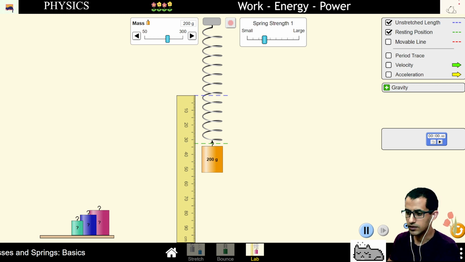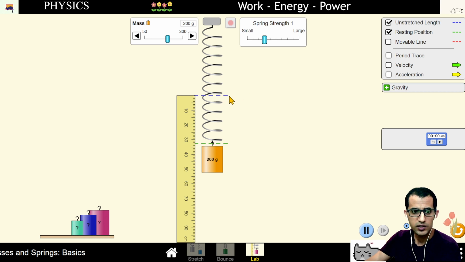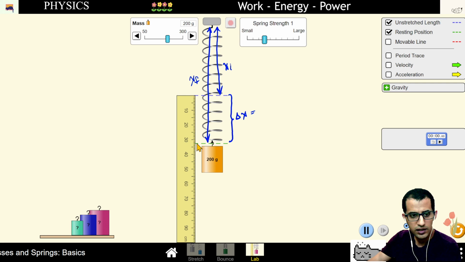Okay, so we need to first establish the change in length of the spring, which is going to be this length here. Right? We don't care about the initial length of the spring here too much. We don't care about the final length, although we can use those two values to find the change in length. What we care about is this delta x value. And using this ruler, it's approximately 0.32 meters. 32 centimeters on the ruler, I'm converting to meters here.